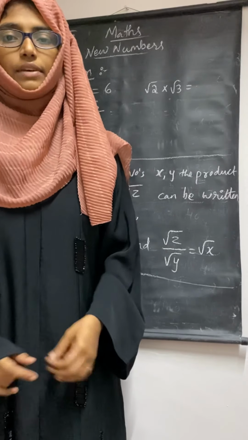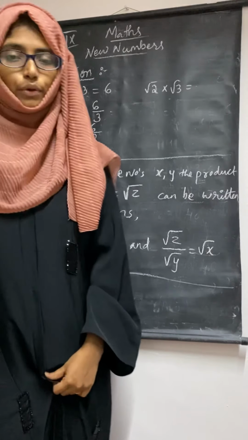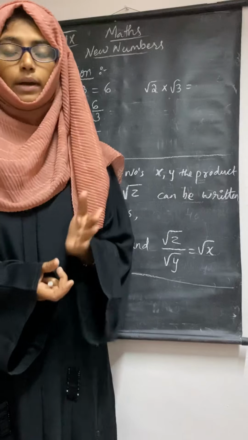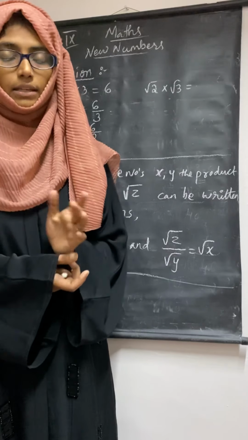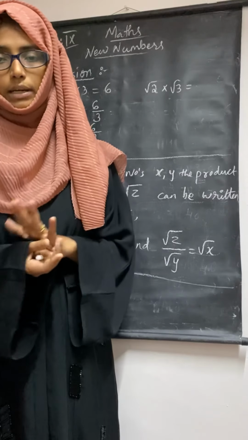So, last class we were discussing the chapter on new numbers. New numbers means, you all know, square root of 2 and square root of 3 we have studied. In that, how to add and how to multiply these numbers we have studied. Square root of 2 and square root of 3, how to add and how to multiply we have seen.